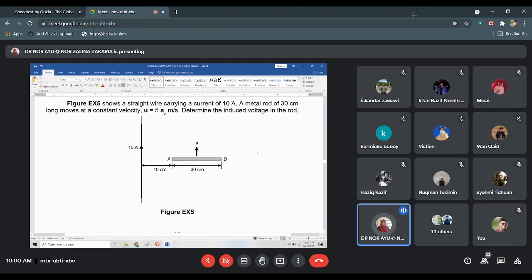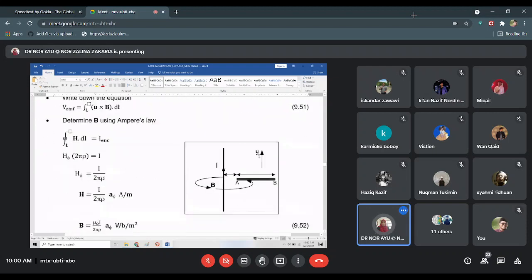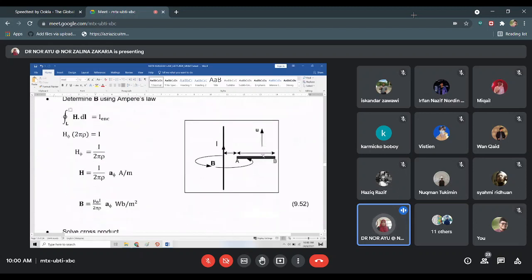So how to find B for this one? You need to use the Ampere's law. Kamu kena cari B dulu. So you can see here, this is your line and this is your rod. So bila line kamu like that, it will produce this magnetic field surrounding your line current. Okay. And dia akan go to the rod. So what is your B? You need to find it by using the Ampere's law to I enclose.